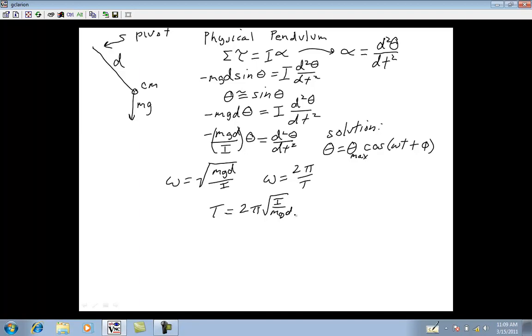And really important here, when I was doing these problems, I was made very well aware of the fact that this d is the distance from the pivot to the center of mass.